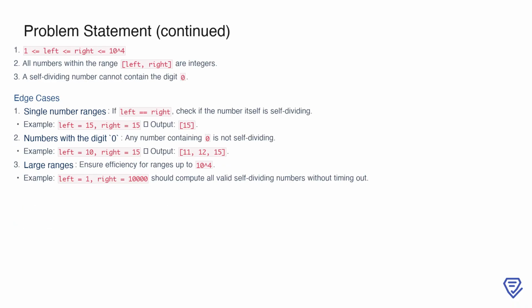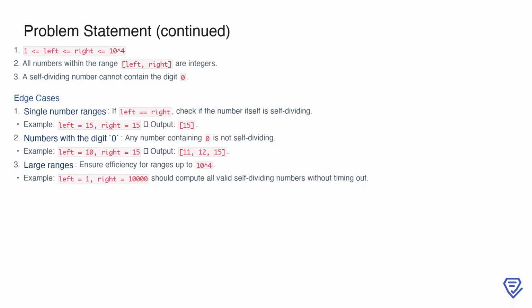The problem comes with some constraints and edge cases to consider. The constraints are that the range, left, right, will always be between 1 and 10,000, and both left and right are integers. Additionally, any number containing the digit 0 is automatically not self-dividing. For edge cases, if the range consists of a single number, such as left equals 15 and right equals 15, we need to check if that number itself is self-dividing. Another edge case involves ranges that include numbers with zeros, and we need to exclude those numbers.